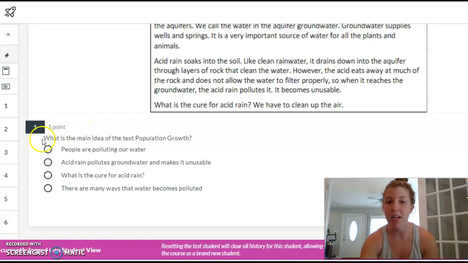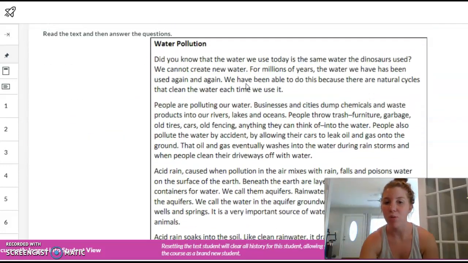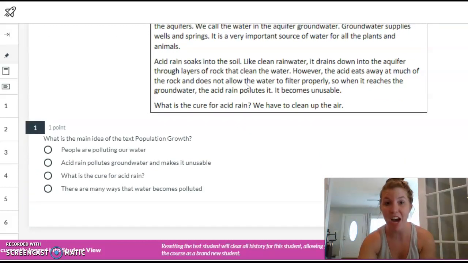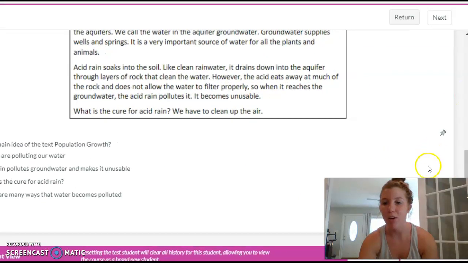And number 1, what is the main idea of population growth? Go back in, find those repeating words, look at the first sentence, look at the last sentence. Use those different skills and strategies to find the main idea. It is an ABCD question. When you're finished answering number 1, you can click next over here.